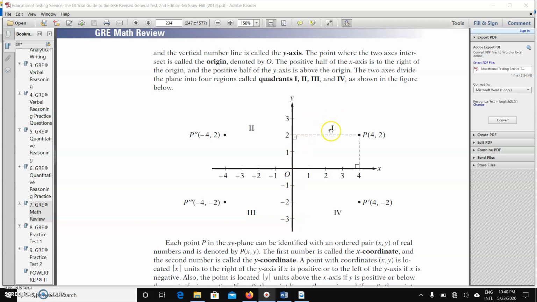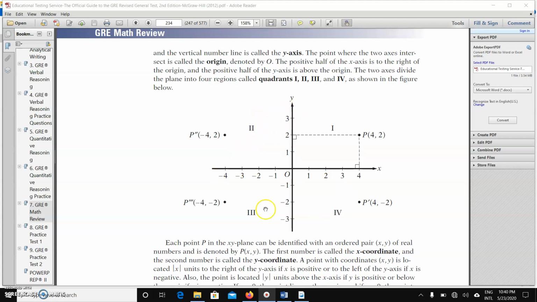Now, this is the first quadrant, this is the second quadrant, third quadrant, and fourth quadrant. This place is positive, we have positive y, we have positive x. To this side, we have positive x, negative y. To this side, we have negative x, negative y. And to this side, we have positive y, negative x.